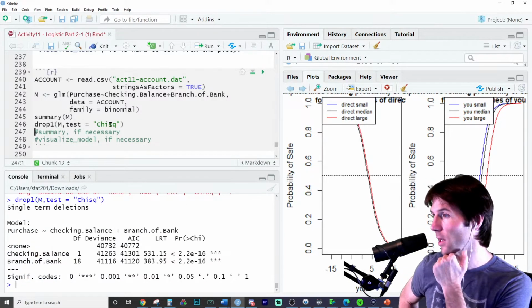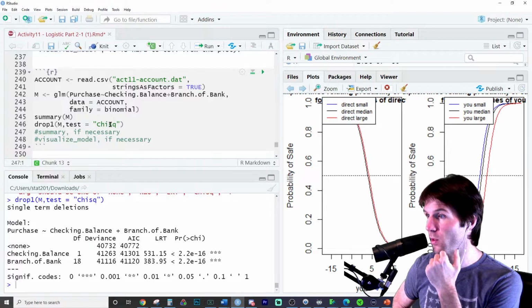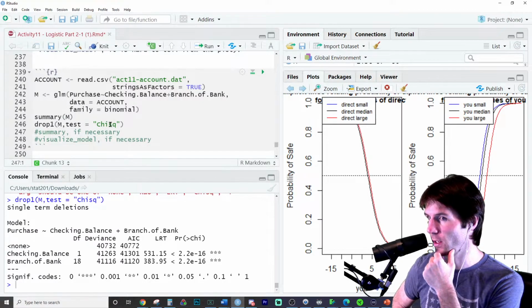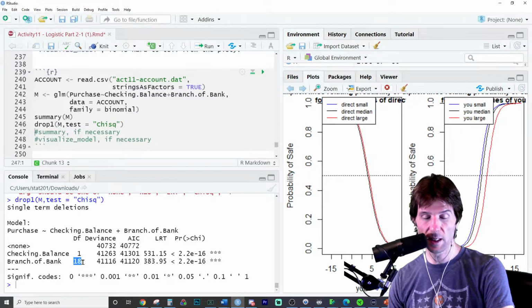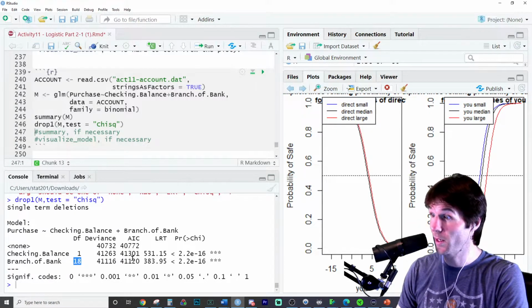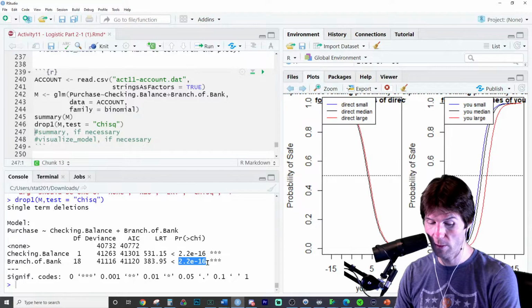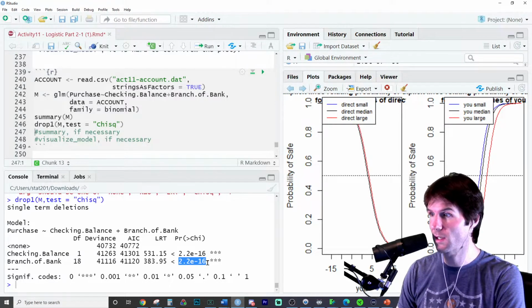It's chi-square because it's categorical. It's a categorical Y, and branch of bank definitely brings with it new information. How do we know this? Well, because when you remove all of these indicators right here, it brings with it new information, and that's seen right here in the p-value. So very, very statistically significant.